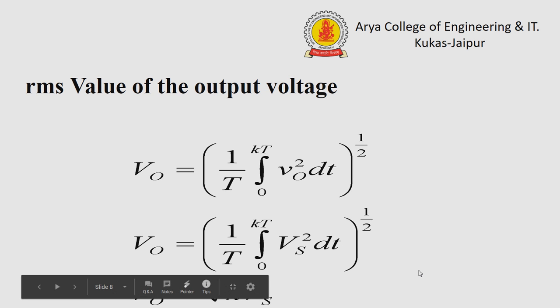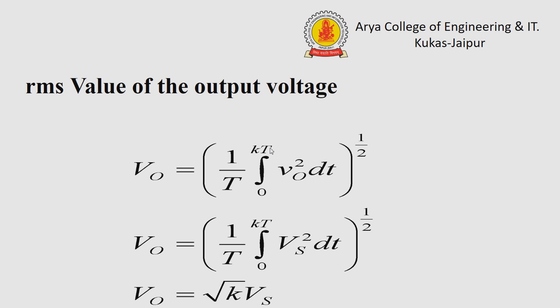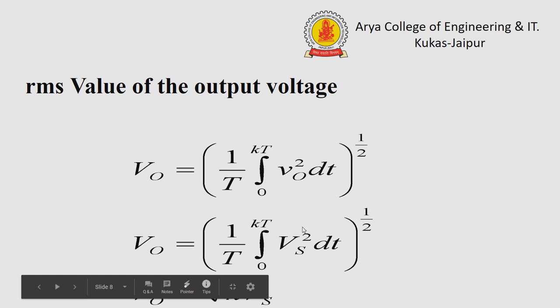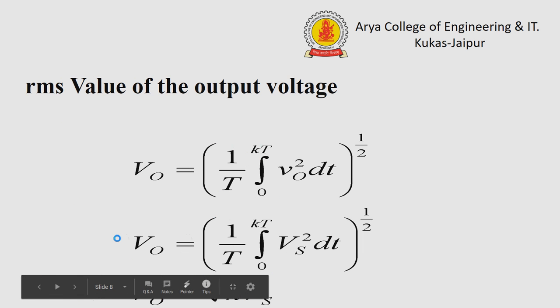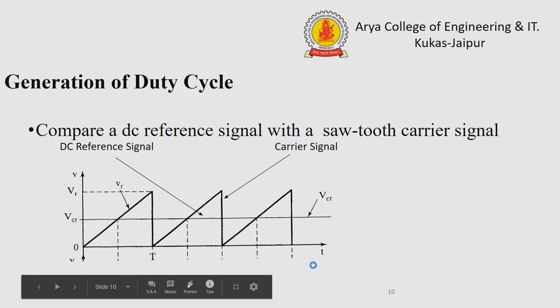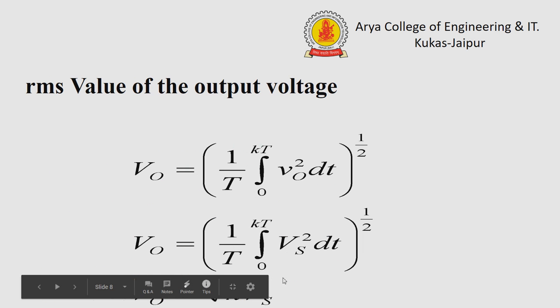Now RMS value of the output voltage. The RMS value of the output voltage V naught equal to 1 upon T, integrate 0 to kT of V naught square dt, and root of this equation. So V naught equal to root of 1 upon T, 0 to kT, Vs square dt. V naught equal to root k Vs by solving this equation.